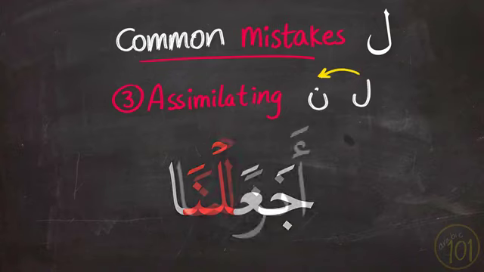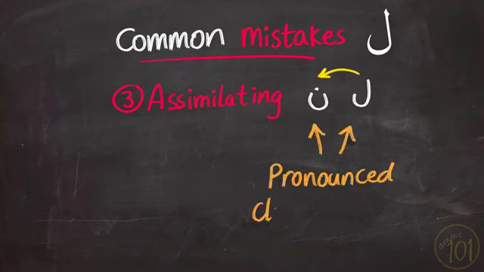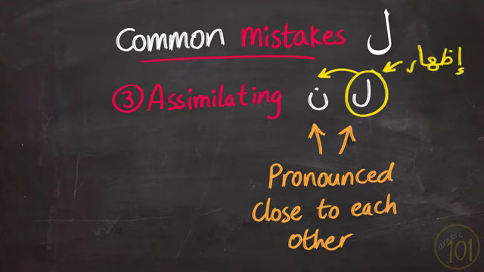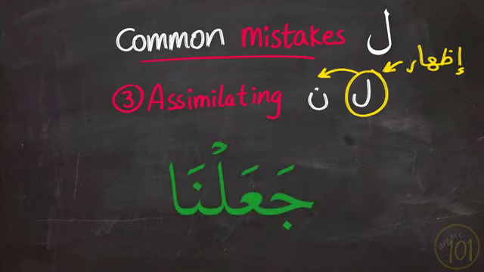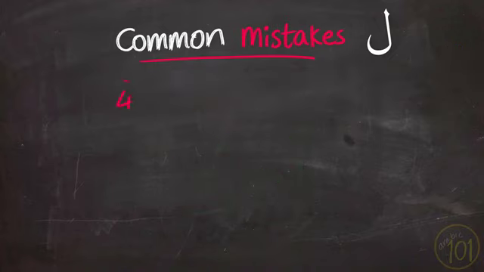جعلنا، أنزلنا. And this happens because the lam and noon are pronounced from two spots that are very close to each other. But you should definitely pronounce the lam clearly and with idhar before moving on to the noon. جعلنا، أنزلنا. The last mistake is elongating the lam when it has shadda.